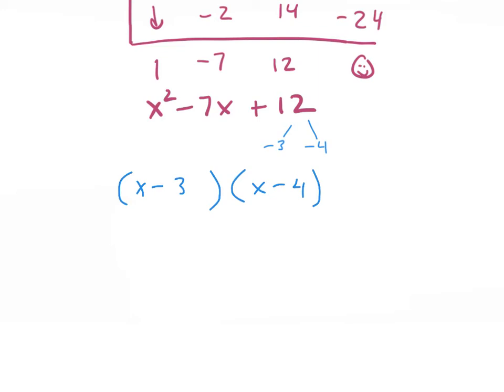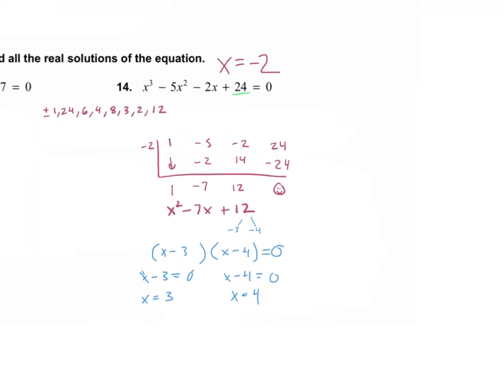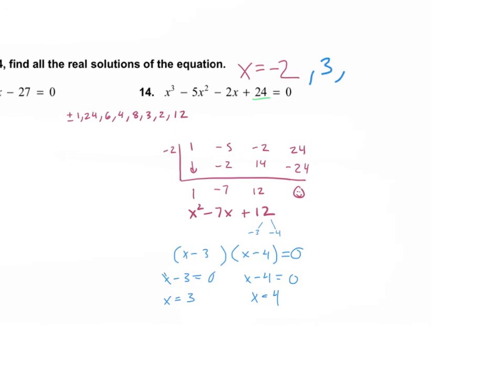Is that it? What are our answers going to be? Yeah, remember, we got to set it equal to 0. So this is x minus 3 is equal to 0. X minus 4 is equal to 0. X is equal to 3. X is equal to 4. So our two other answers are going to be 3 and 4. All right, any questions on 4.5?